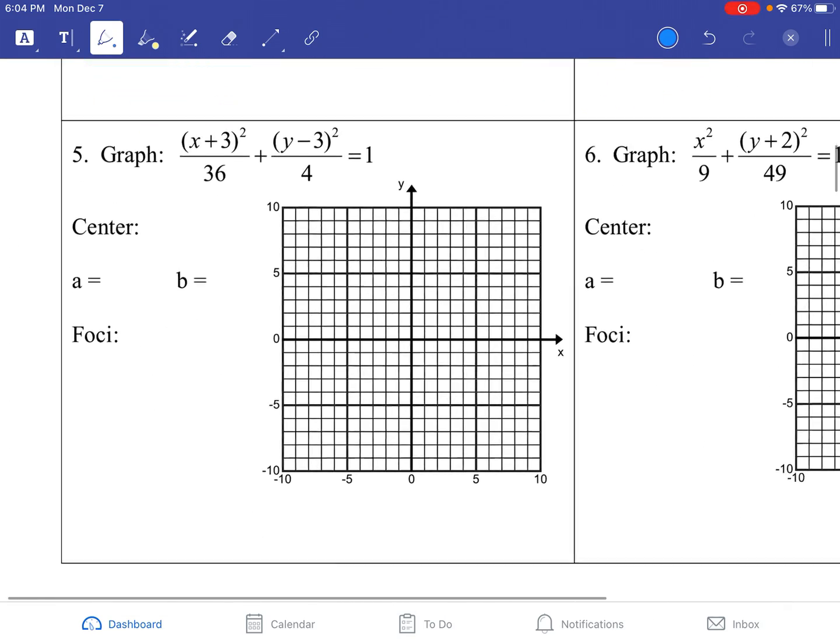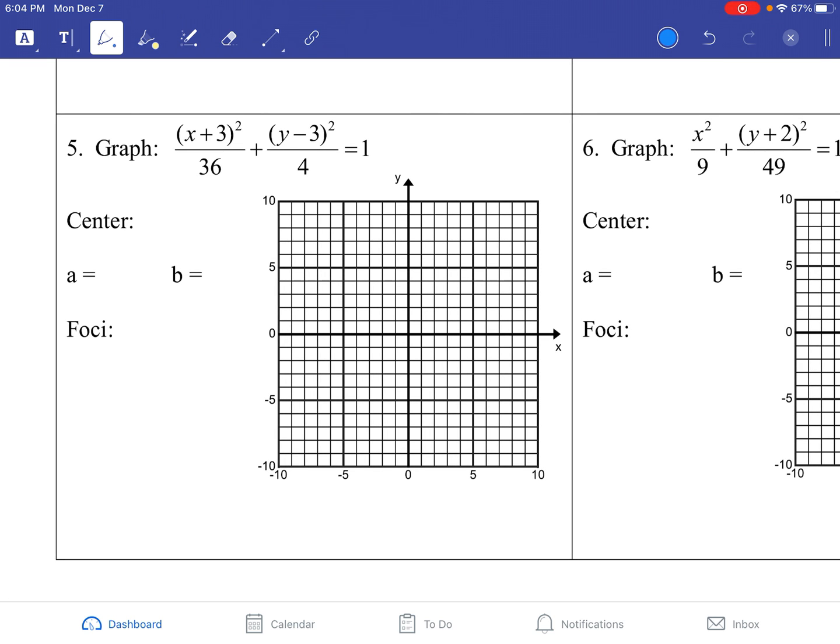All right. Now we're getting to ellipses. The reason I know it's an ellipse, there's a plus sign. If it's a plus sign, it's an ellipse. Okay. So our center is h comma k, so it's going to be negative 3 comma positive 3. Remember, h is there, k is there. H is always next to the x, k is always next to the y. Your a value in this case for an ellipse, it always has to be bigger. All right. So that means it's going to be the square root of 36, which is 6. The b value is going to be 2 because the square root of 4 is 2.